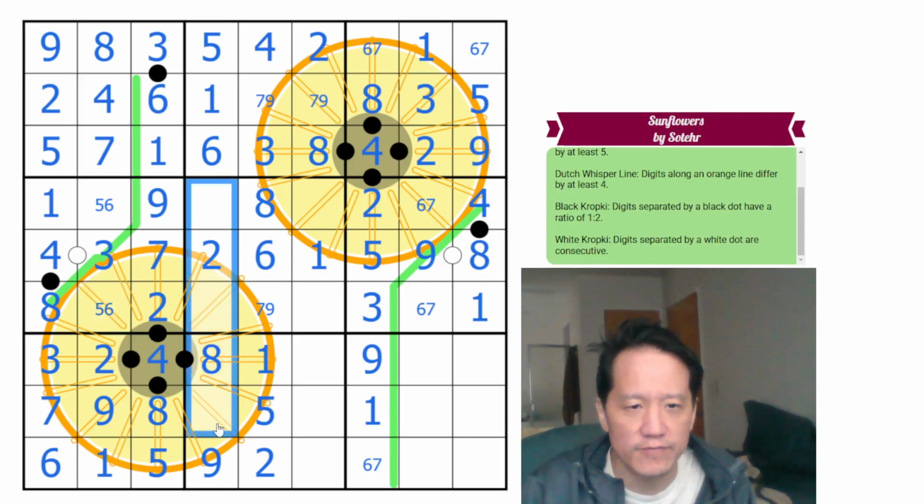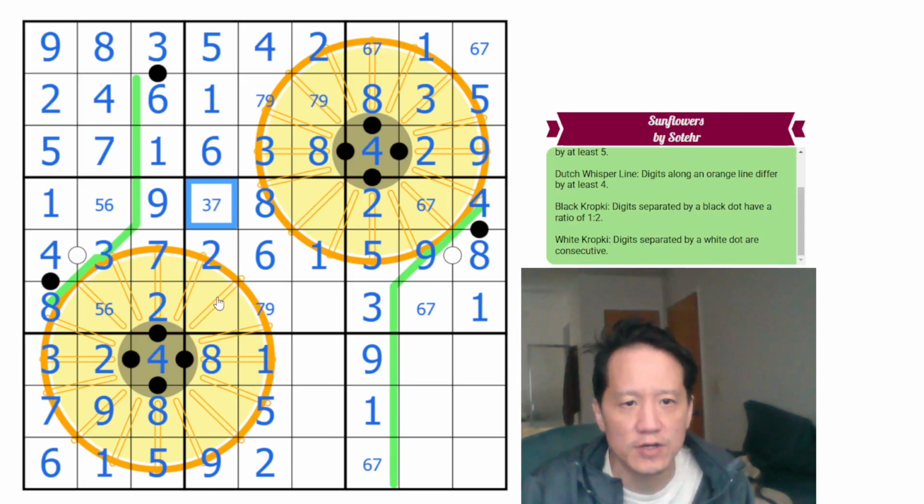Remaining digits in column 4 are 3, 4, and 7. Okay, this cannot be 4, so this is 3 or 7. This can't be 3, so this is 4 or 7. And this can't be 7, so this is 3 or 4.